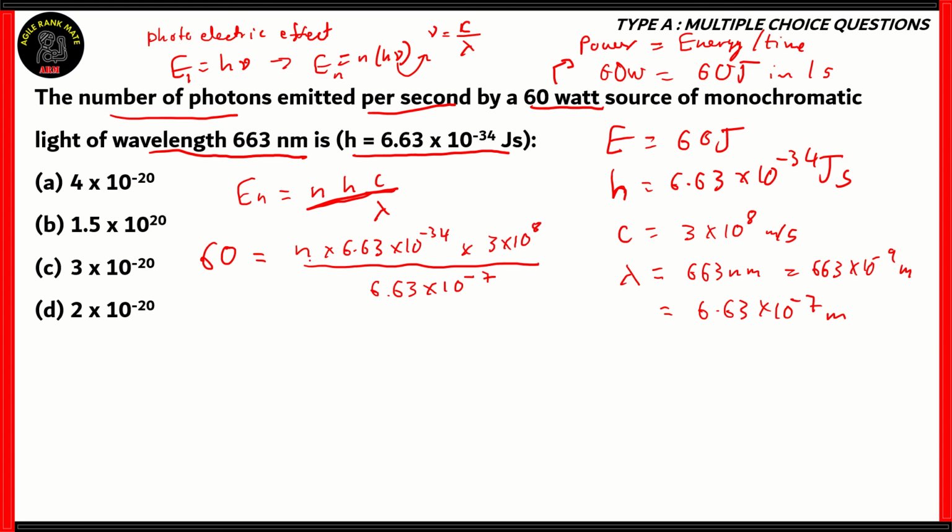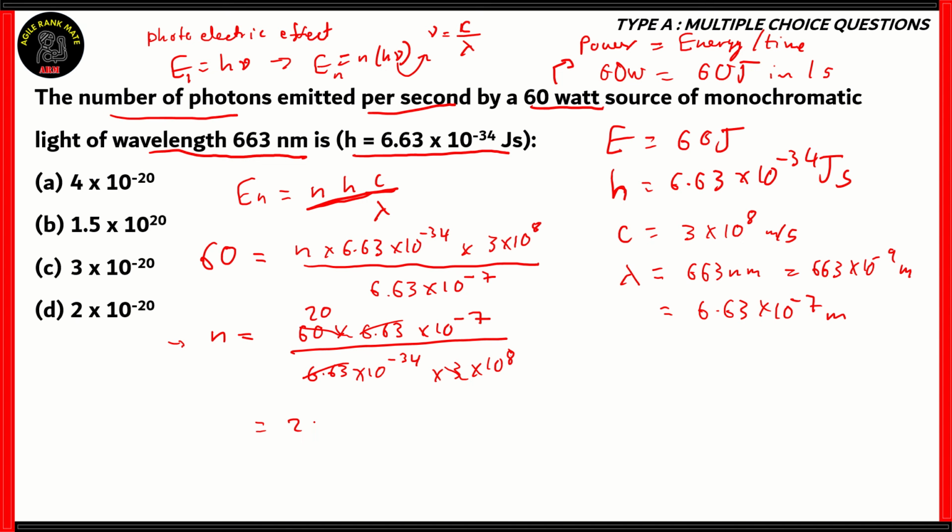Now, let's take the variable on one side of the equation and everything else on the other side. If we take n by itself on one side, on the other side we'll have 60 times the previous denominator, 6.63 into 10 raised to minus 7, divided by the whole numerator except n, which is 6.63 into 10 raised to minus 34 times 3 into 10 raised to 8. Now we have 6.63 both in the numerator and denominator, so they cancel each other out. When you divide 60 by 3, you get 20.